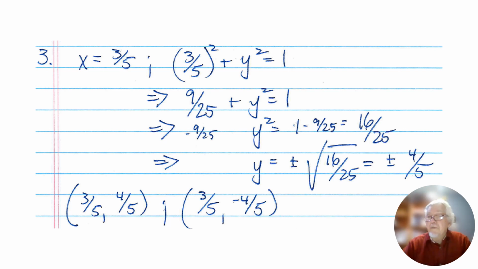A little bit of arithmetic and algebra. Square, do a little subtraction, take the square root. And of course, here, when there is a quadratic equation, expect 2 solutions, expect 2. And there they are, plus or minus the square root of 16/25.